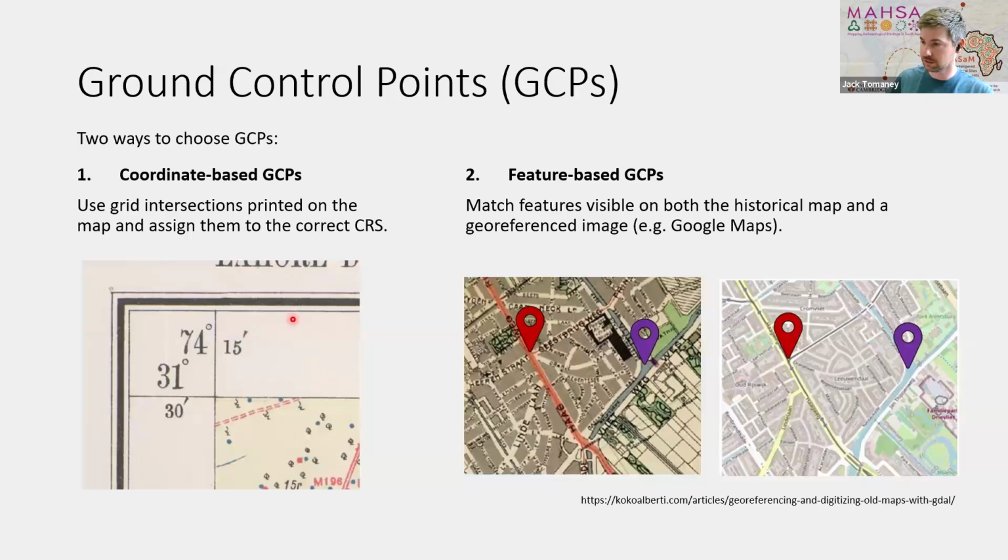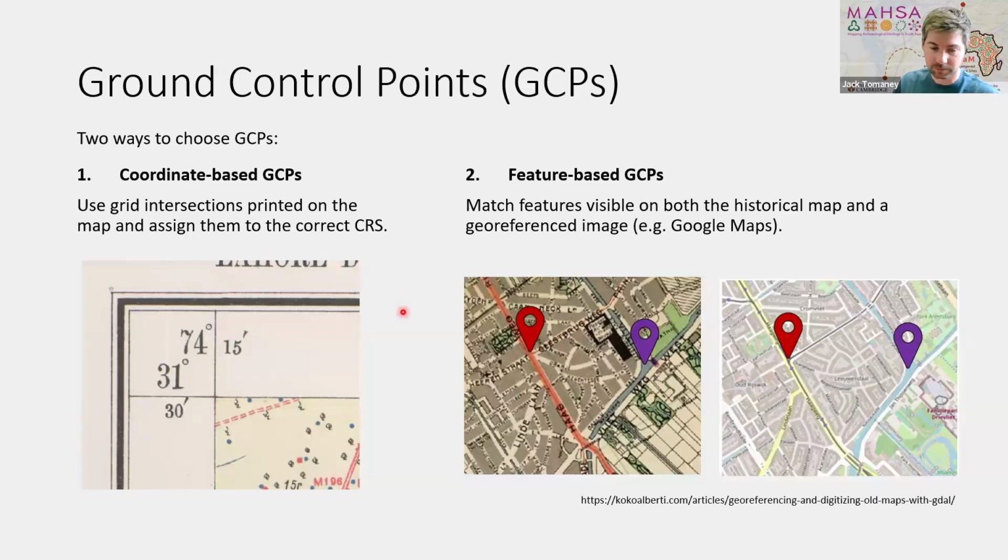So number 1 here is by using coordinate values that may already be present on the map. As you can see here in this image, the corner of the map, so this point here, has coordinate values on it. We can use this as a GCP by assigning this corner point the exact values that are written on the map within the correct CRS.